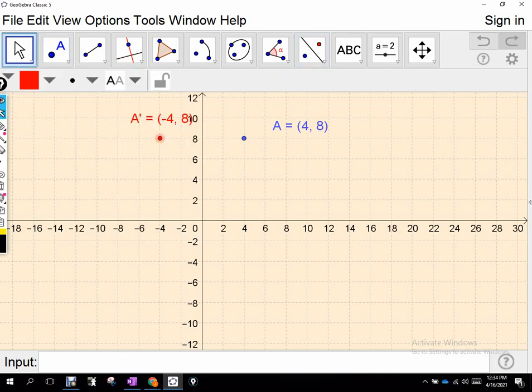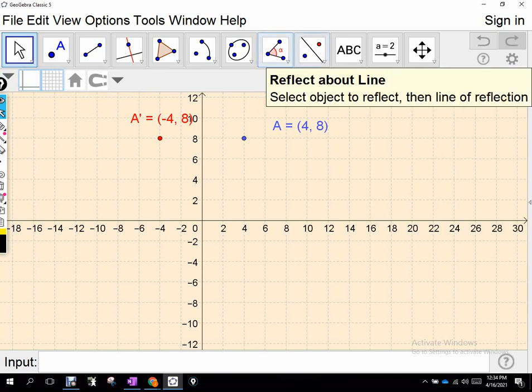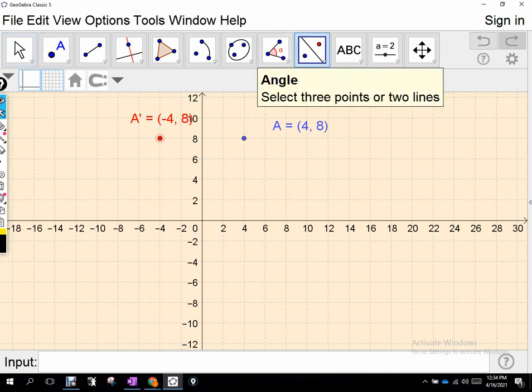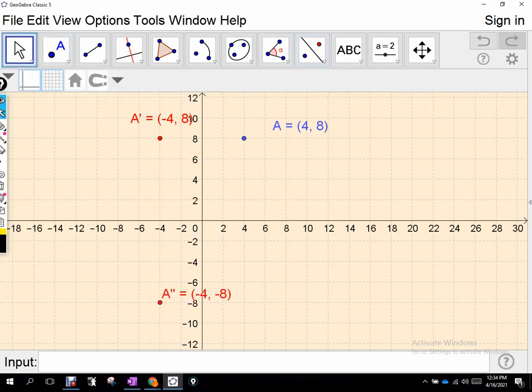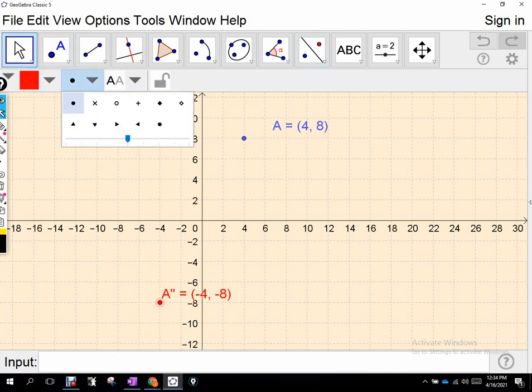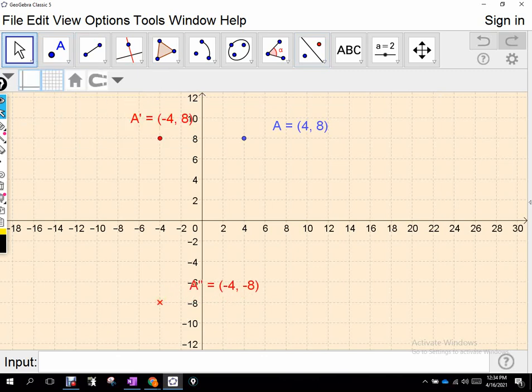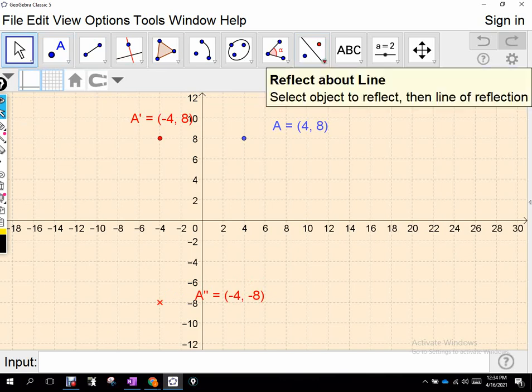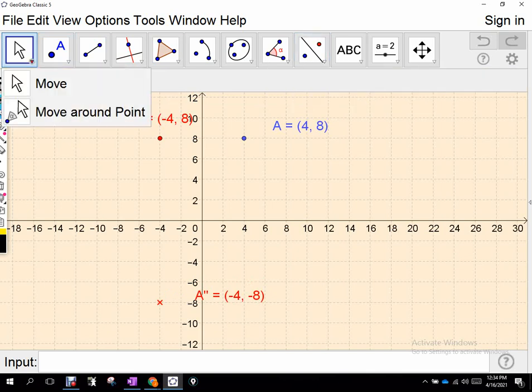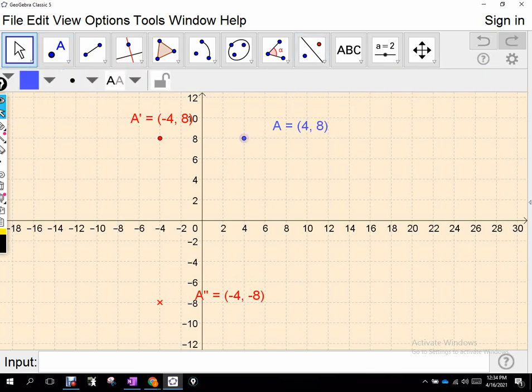image. Now I'm going to use that image as a second pre-image. I'm going to take that and reflect it on the x-axis, and we're going to look at A double prime. I'm going to make it an x. And we're going to ask, how does that relate to the blue original pre-image? They've both become negated, right?